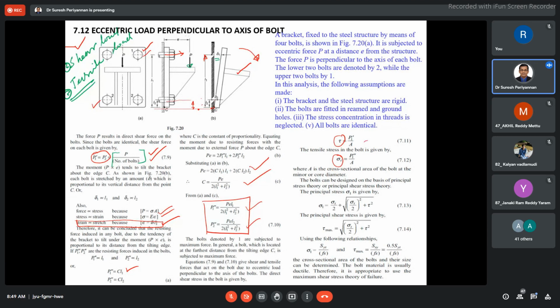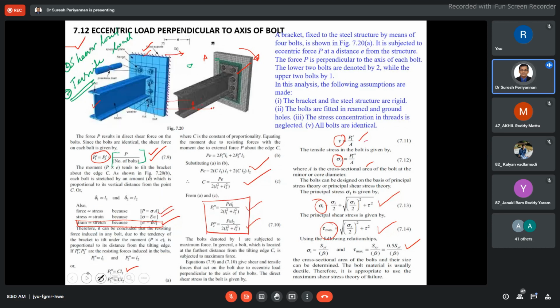See here, this is sigma n, the maximum normal or maximum principal stress, and tau max, both with respect to sigma and tau. From these two relations, we are able to find the dimensions of the bolts. One thing: in the earlier case, both were shear, primary shear and secondary shear. In this case, it is shear and tensile. This is the example.